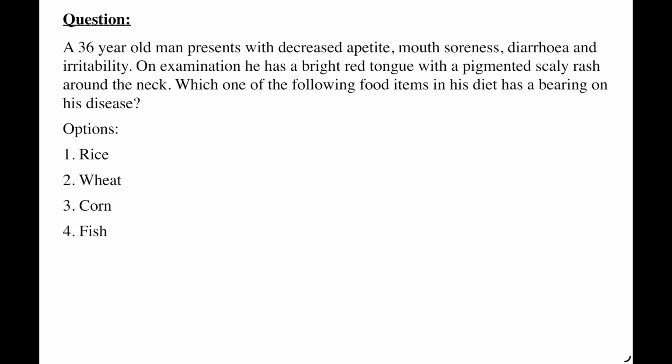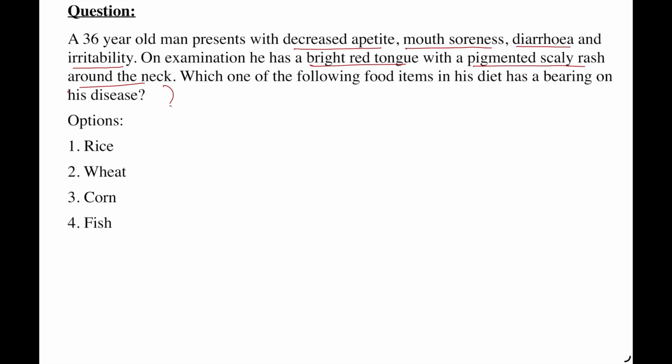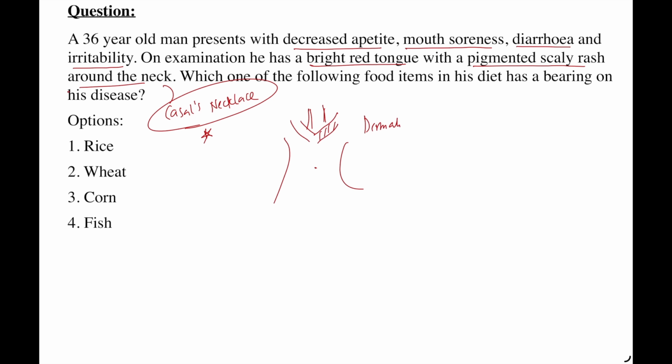A 36-year-old man presents with decreased appetite, soreness in the mouth, diarrhea, irritability, bright red tongue, and a pigmented scaly rash around the neck, that is Casal's necklace. I have seen in the last 6 years, a lot of MCQ based exams are giving this spotter of Casal's necklace. In the neck there is a Casal's necklace kind of dermatitic rash. So this indicates dermatitis. There is diarrhea. There is irritability. Maybe in the future the patient might have dementia, which can lead to death.